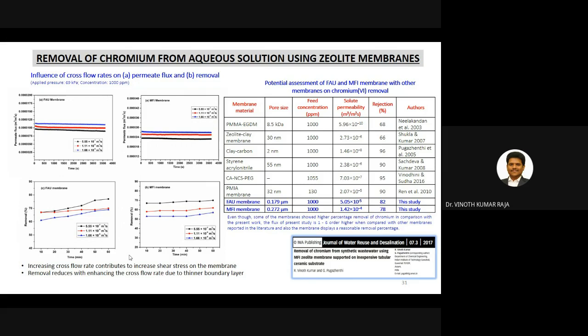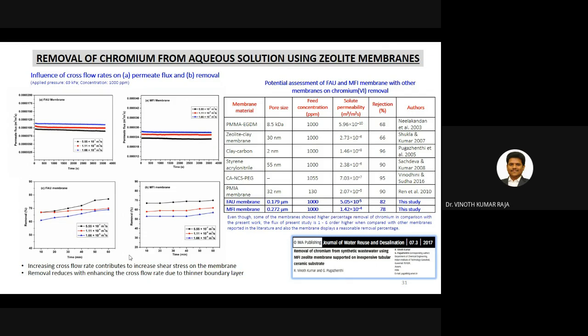So we have obtained a maximum of 82% rejection for the FAU membrane and 78% for the MFI membrane. Even though some membranes showed a higher percentage removal of chromium in comparison with the work we have presented here.